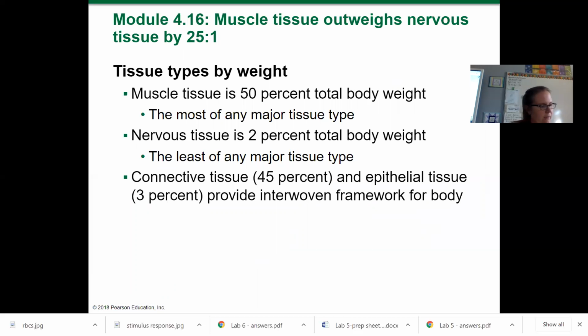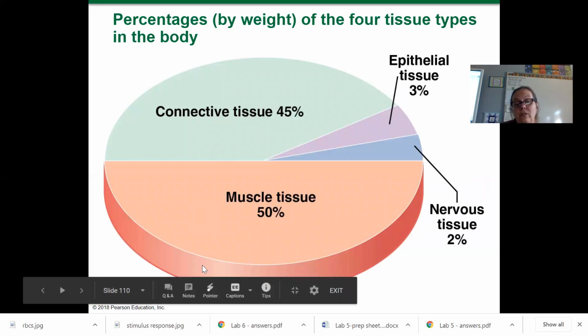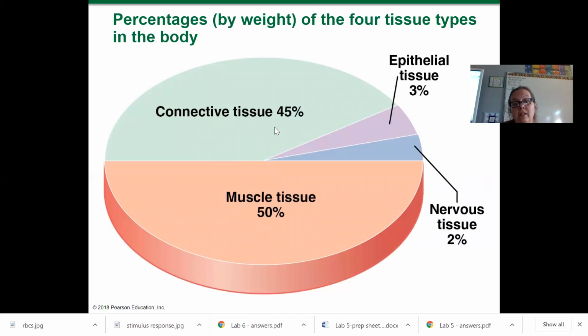There is a neat picture on page 171 that shows you the percentages of weight of all the tissue. I mean, your muscle tissue is 50% of your weight, and then your connective tissue is the 45% because that's your bones and your blood and a lot of the other mass of you or volume of you. And then nervous and epithelial are very, very small.